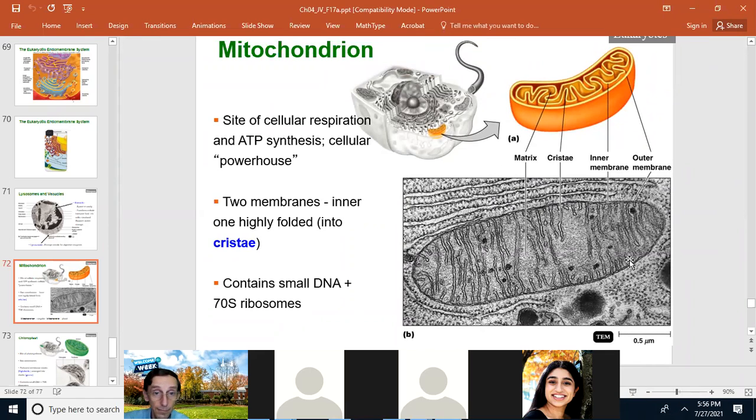The inner membrane is folded into cristae, which I'm not going to ask you about, so you don't need to memorize it. But inside the cristae, you can find small DNA molecules and 70S ribosomes. Any question about the mitochondria?